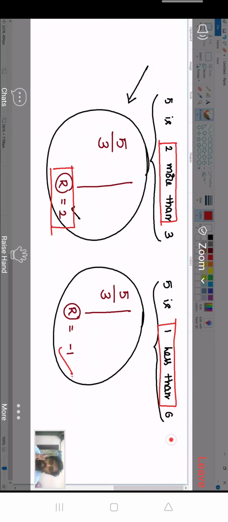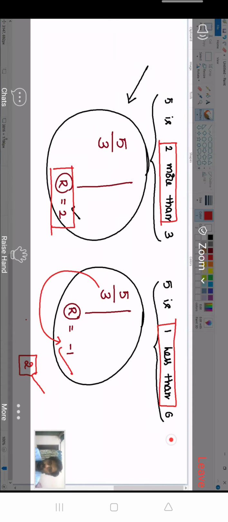But option choices are never projected as a negative remainder. To convert your final answer choice into a positive remainder, after getting the negative remainder, subtract it from your divisor. That means 3 minus 1, your positive remainder is going to be 2.